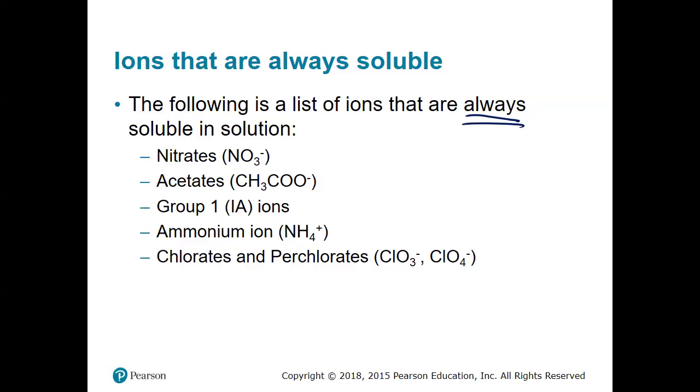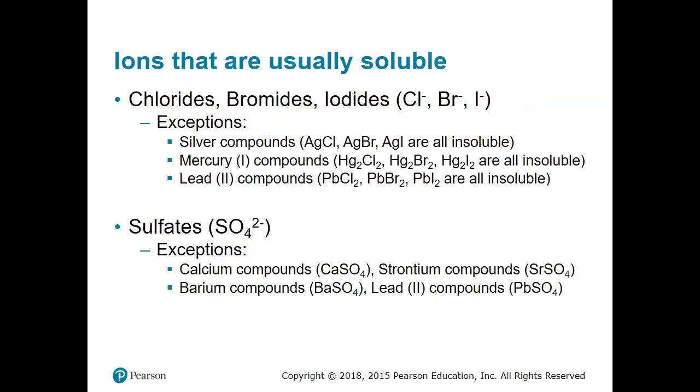For our second group are ions that we would see that usually dissolve in water, but there are some exceptions to them. In this group are the halide ions, so the ions of halogens, chlorine, bromine, iodine, the chlorides, the bromides, and the iodides. In this, there are 3 known exceptions. The known exceptions are mercury 1, lead, and silver.